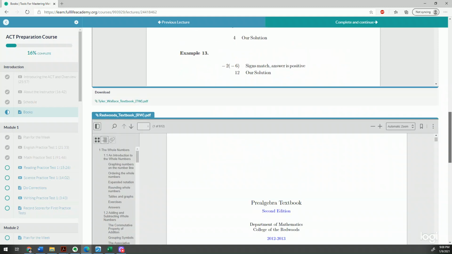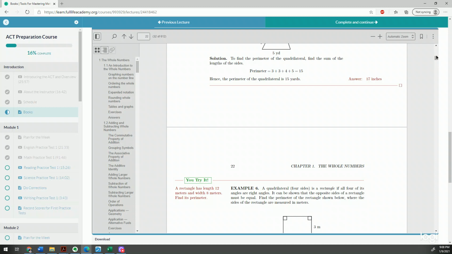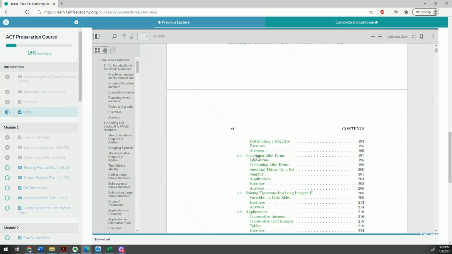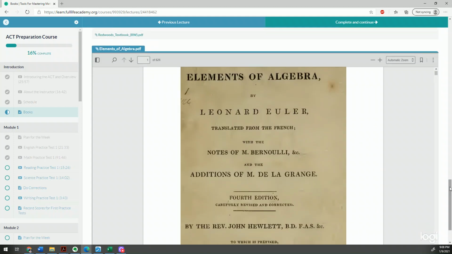And then we also have the pre-algebra textbook, which goes over fractions, decimals, percents. That's also available to you. Again, the book is available if you Google online, Redwood's pre-algebra, or you can use it from our website here. And then finally, we have this book. This one is for fun, but I think it's worth looking into. It's called Elements of Algebra by Leonhard Euler.